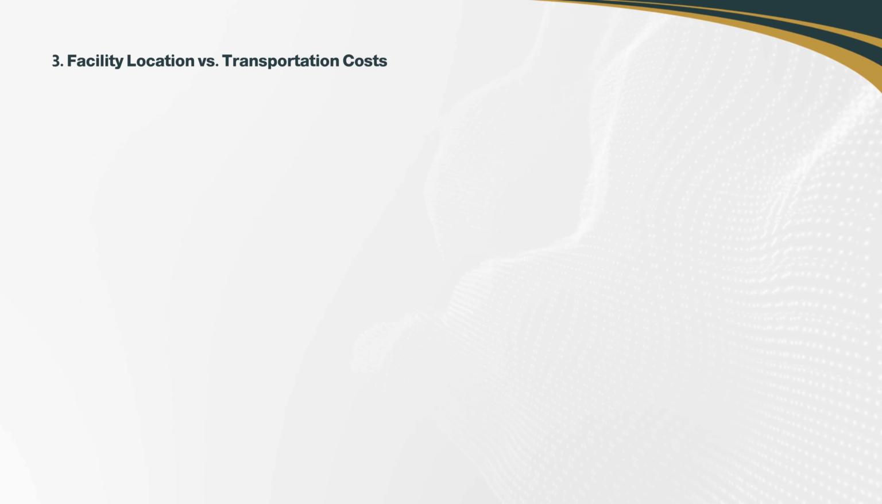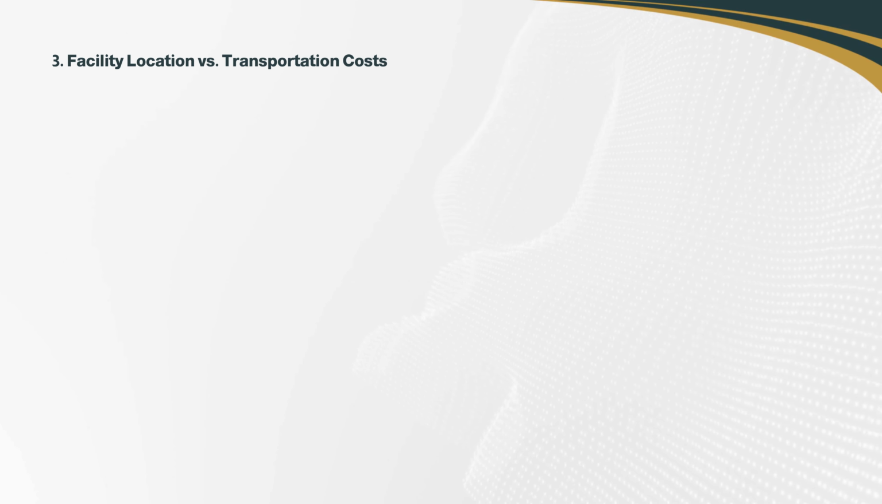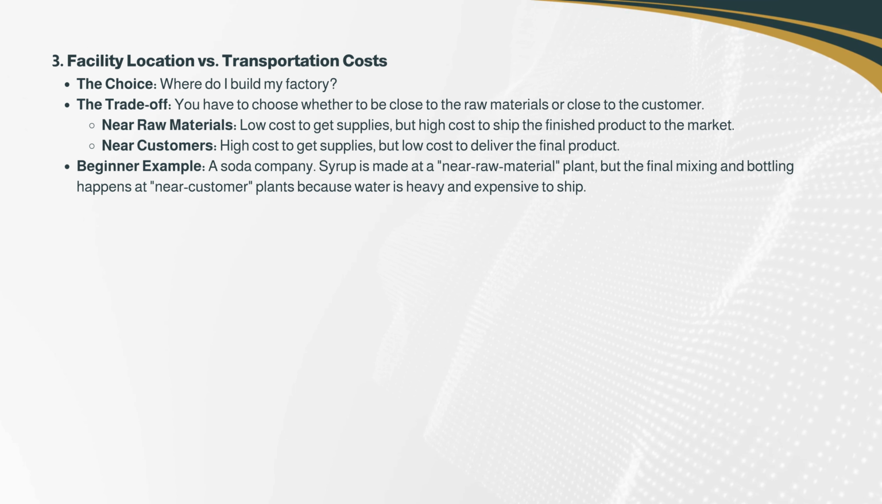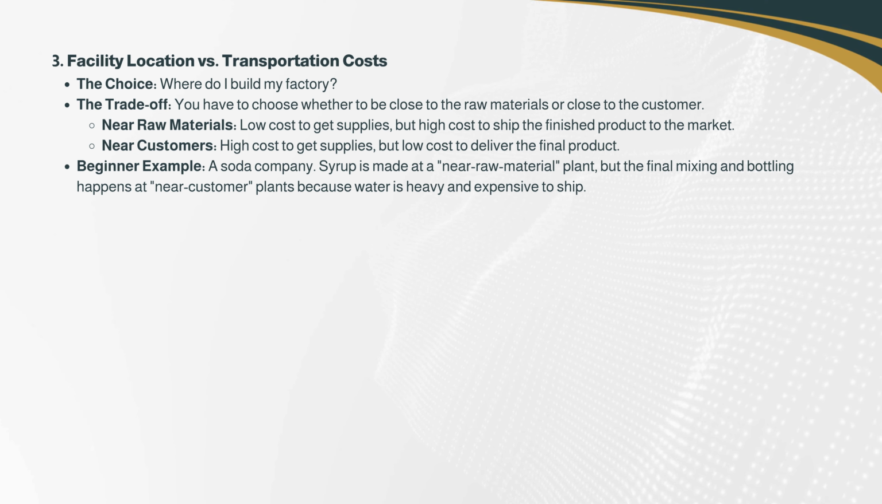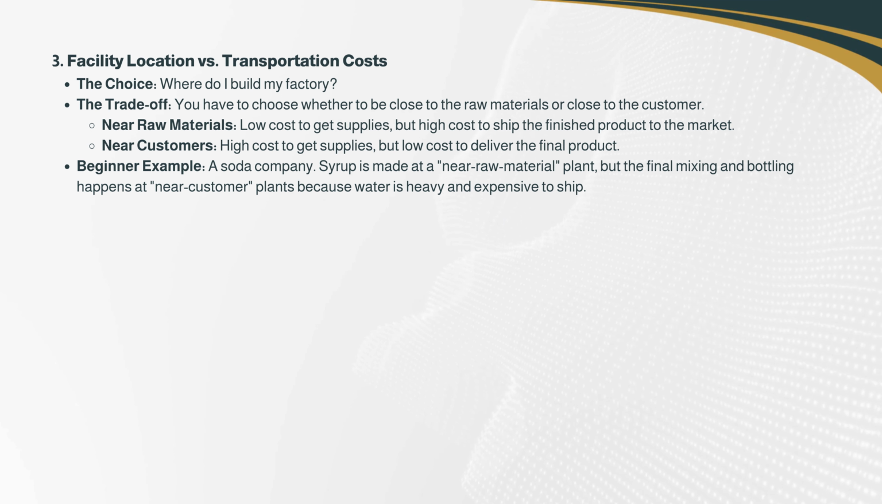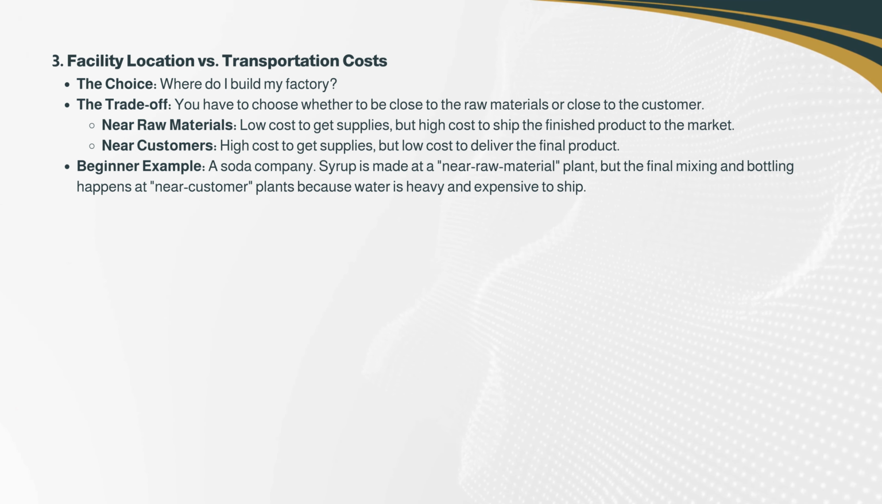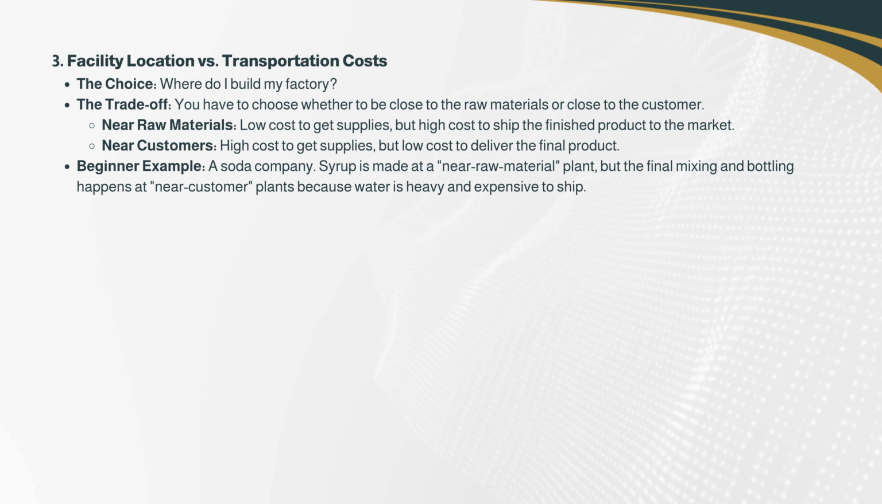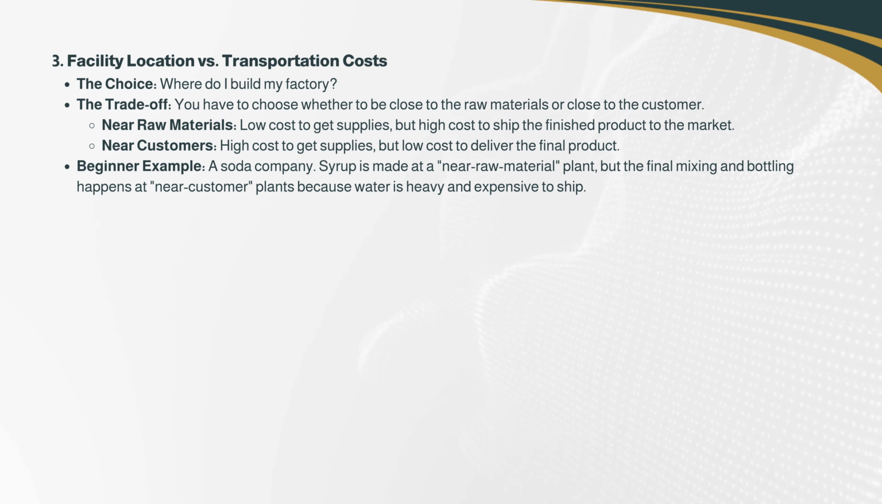3. Facility location versus transportation costs. The choice: where do I build my factory? The trade-off: you have to choose whether to be close to the raw materials or close to the customer. Near raw materials: low cost to get supplies, but high cost to ship the finished product to the market. Near customers: high cost to get supplies, but low cost to deliver the final product.